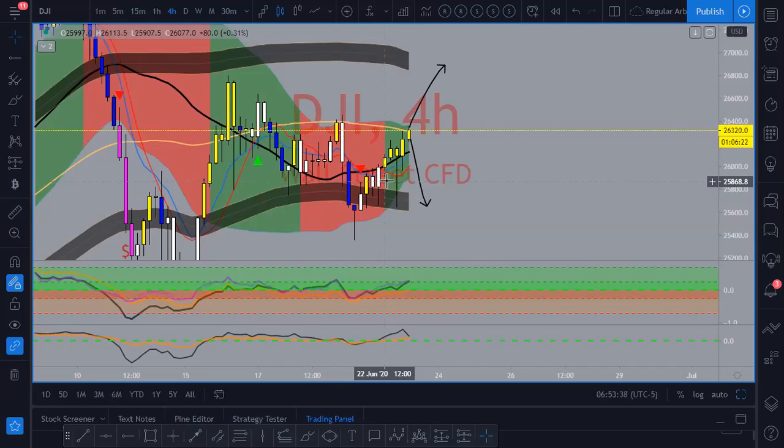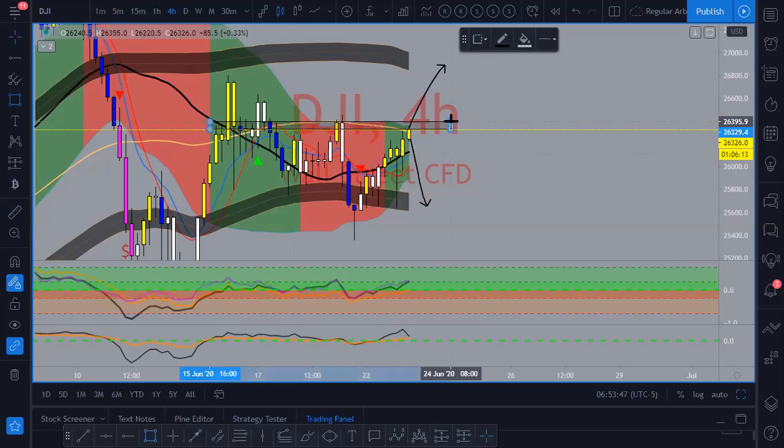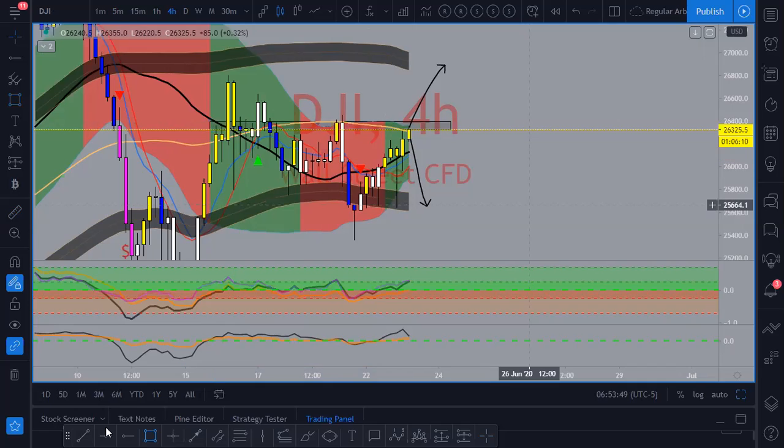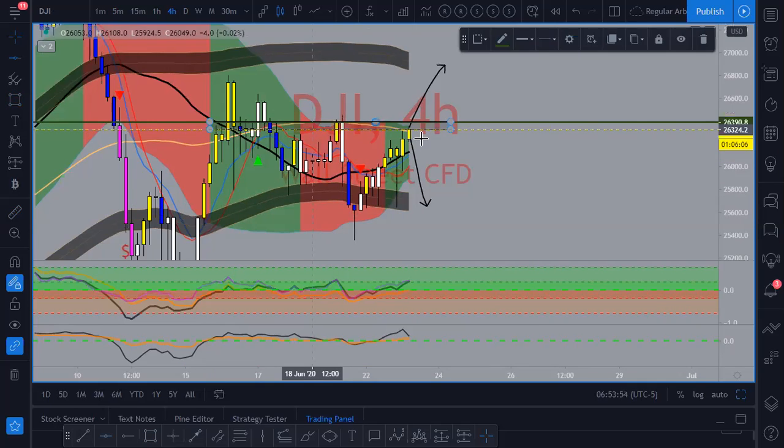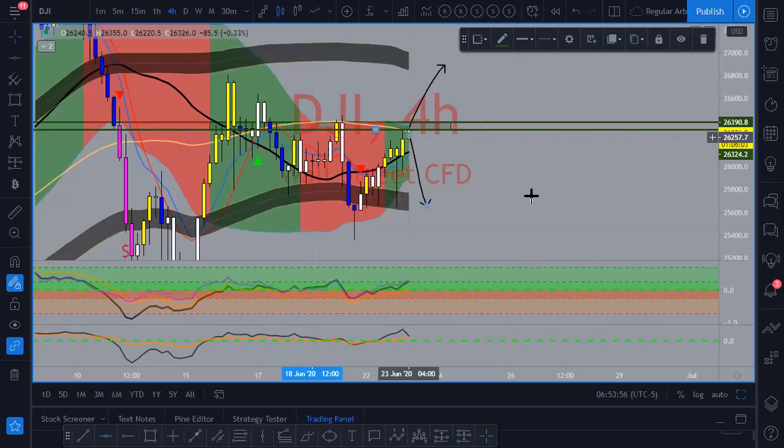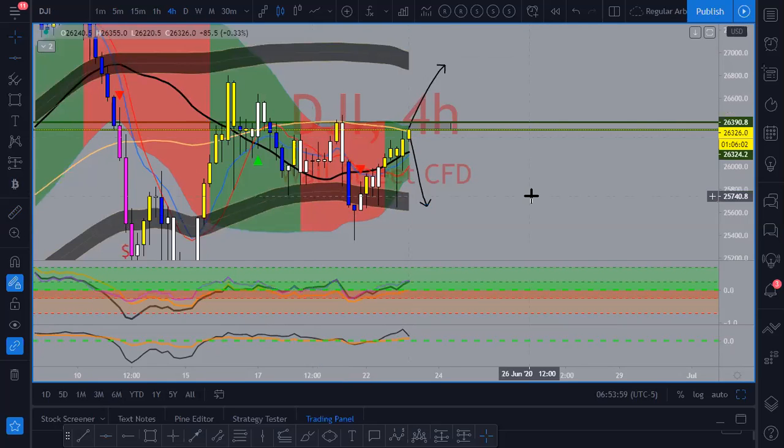I'd rather sell than buy, realistically speaking, only because price has to break through this in order for it to go bullish. And if price respects here, then it'll just go bearish. So at this point, you kind of have to play the waiting game, wait and see.